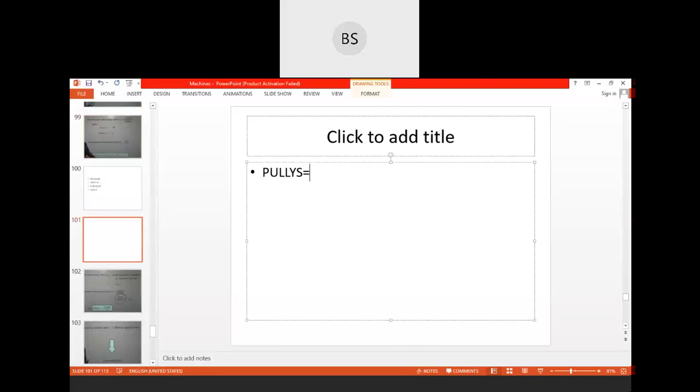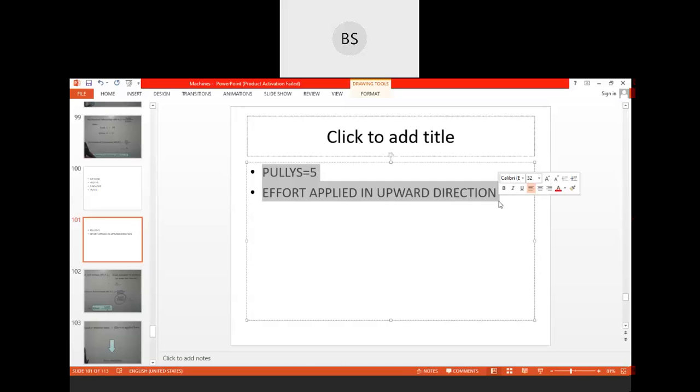If I take the number of pulleys as 5 only, okay, but the effort is applied in the upward direction. So what will happen when effort is applied in the upward direction? What do you feel? Whether the answer is the same, MA equals 5 only, will we get? What do you feel?